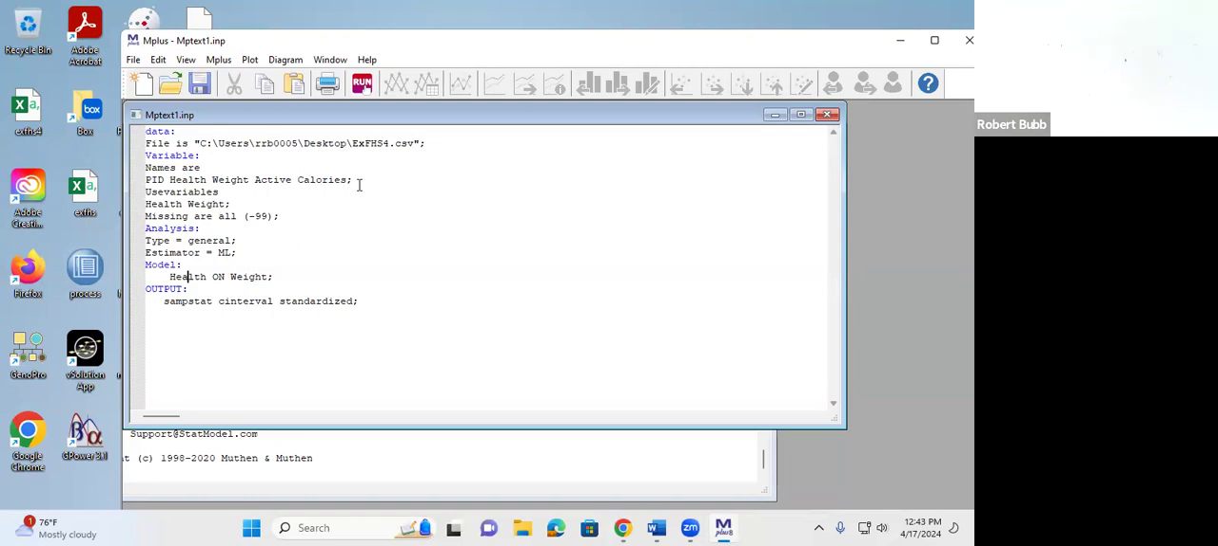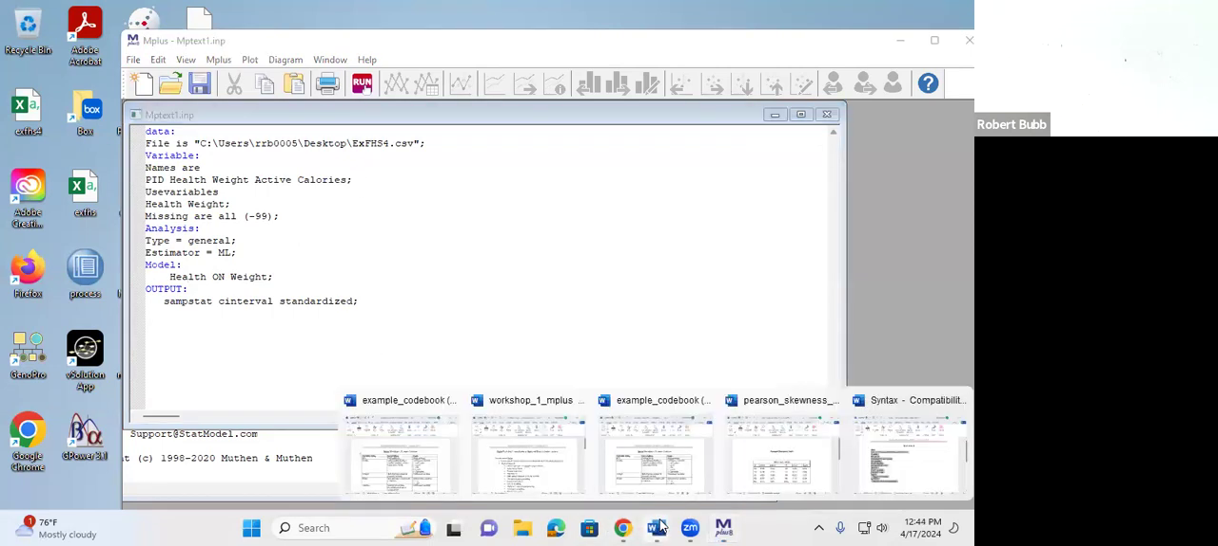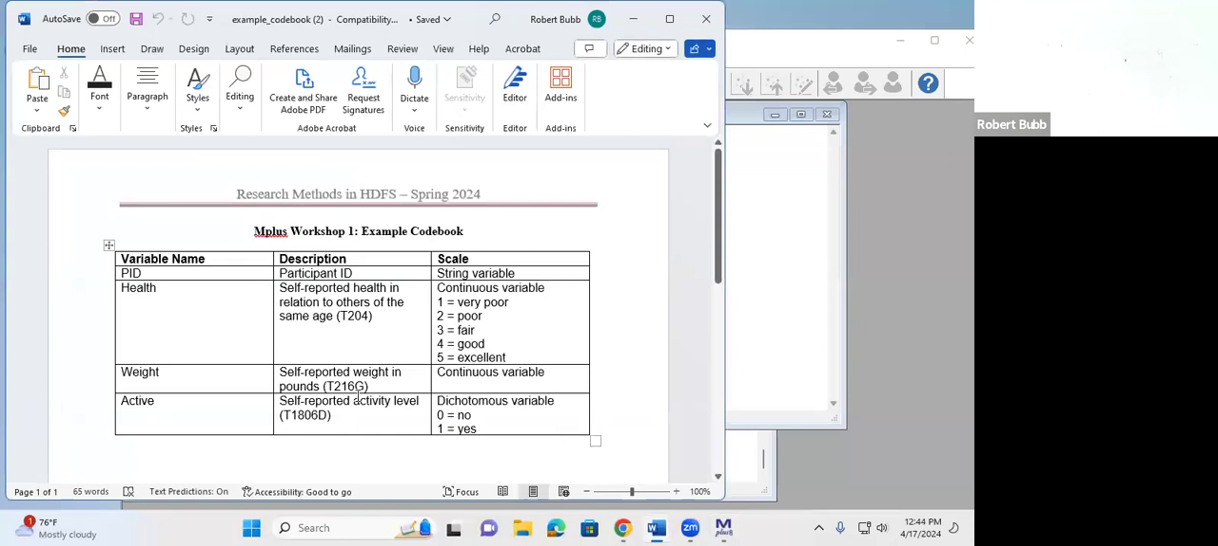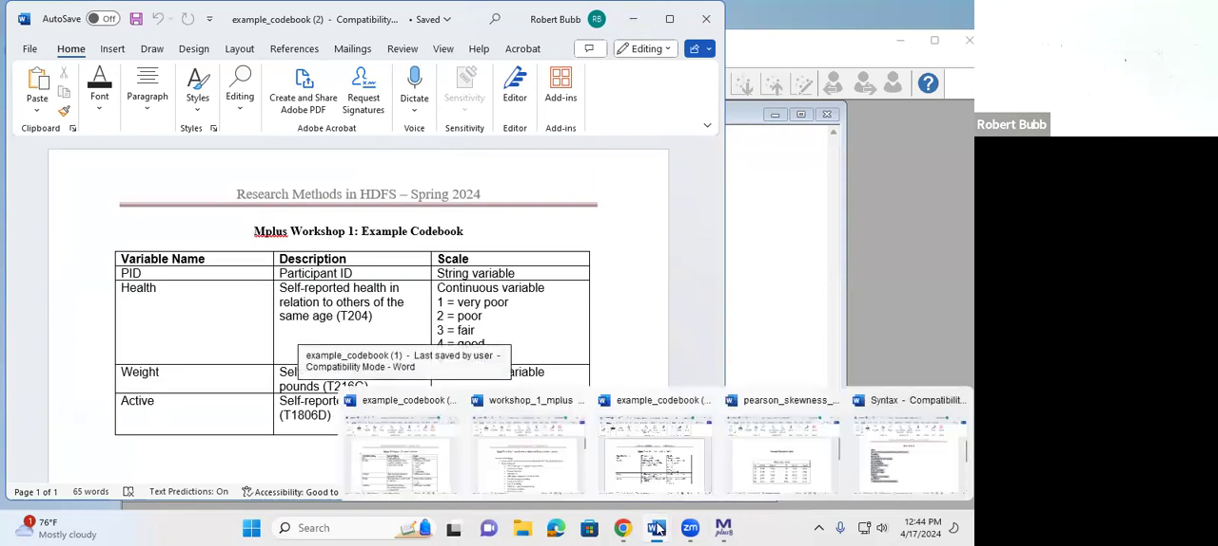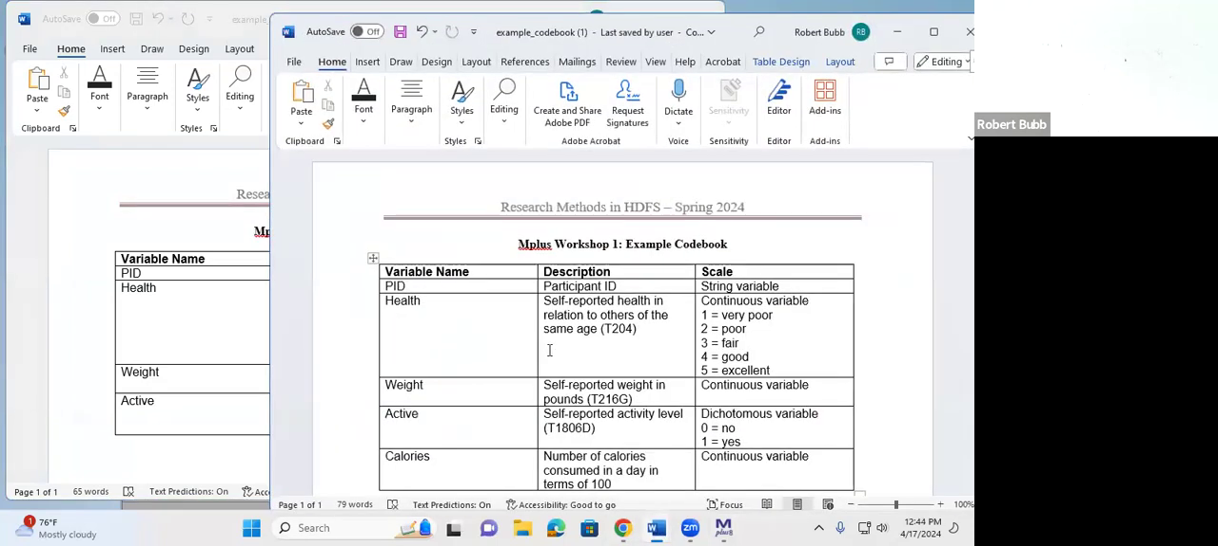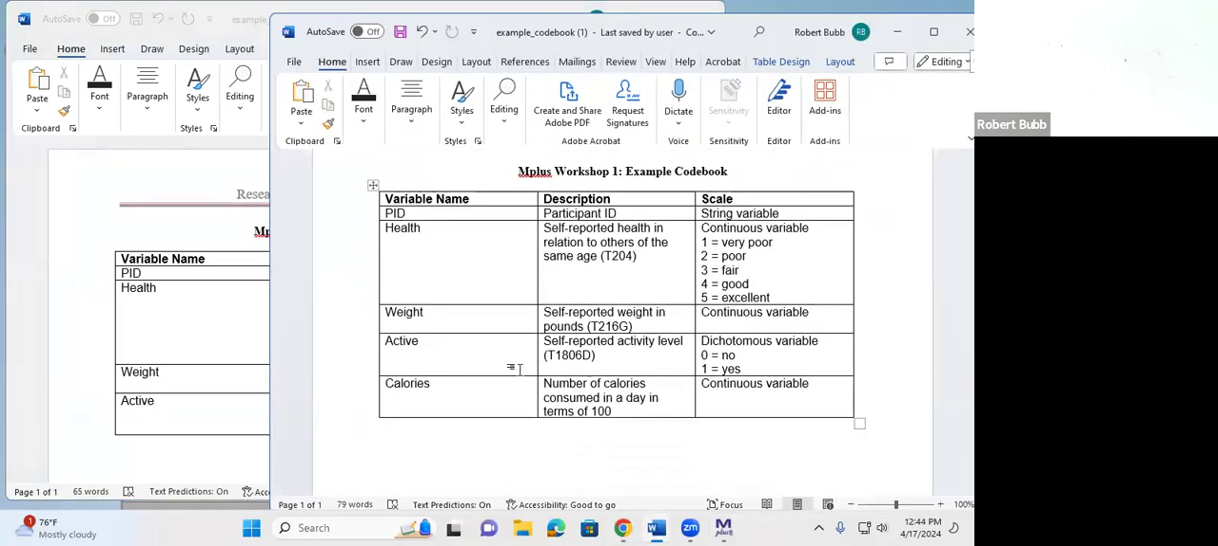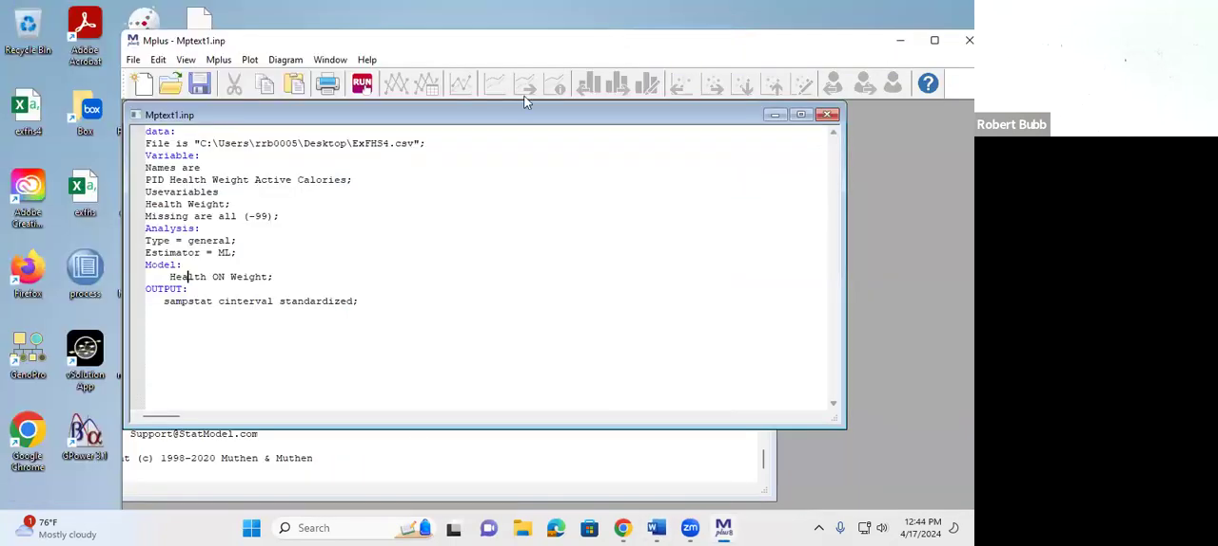Okay, so what do you think will change in our syntax? Right, we're going to add activity level and then calories. Again, if we look at our code book, self-reported activity level was dichotomous. Either they said, yes, I'm active, or no, I am not. Here it is. And then calories, again, number of calories in a day in terms of 100. All right, so how's that going to impact our syntax? What do you think?